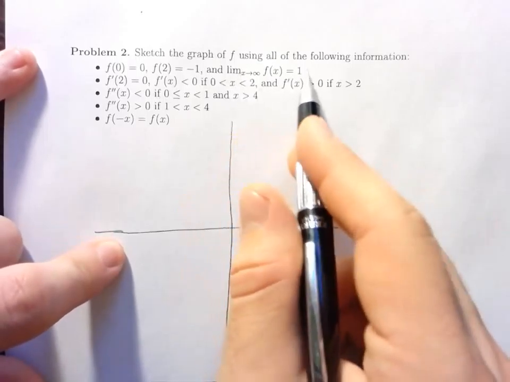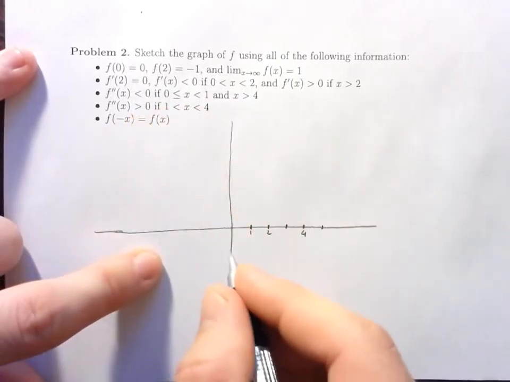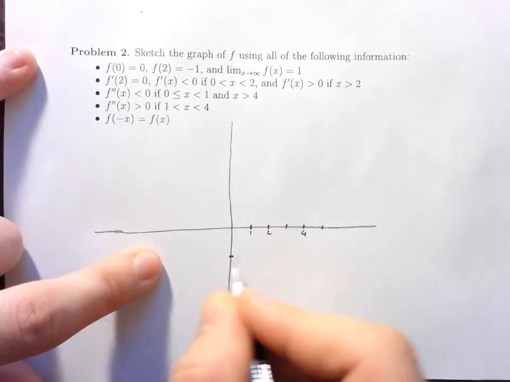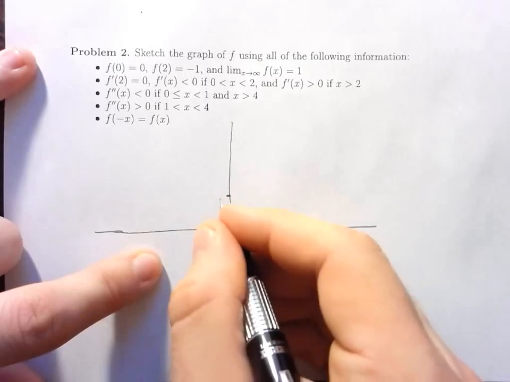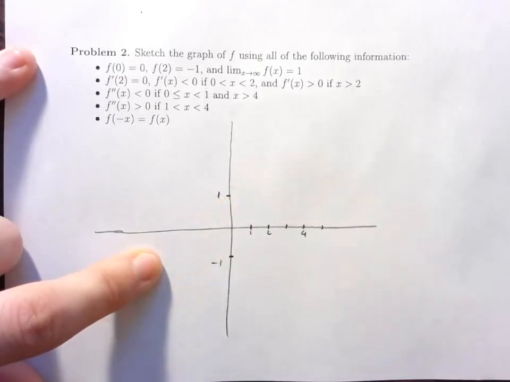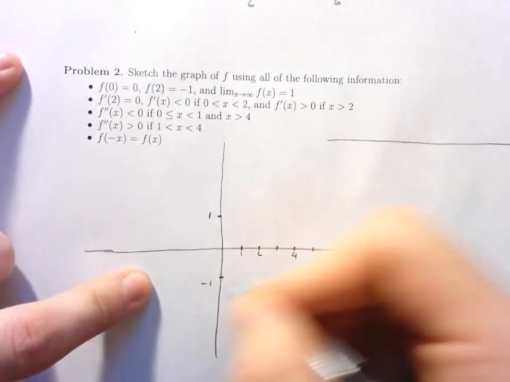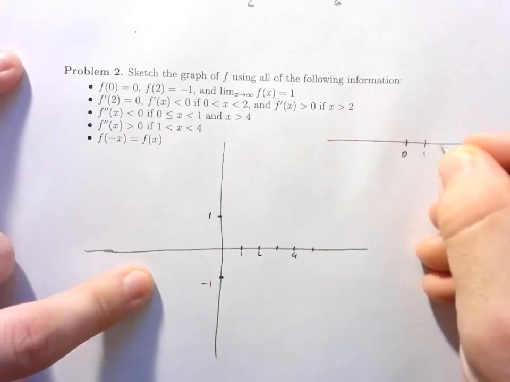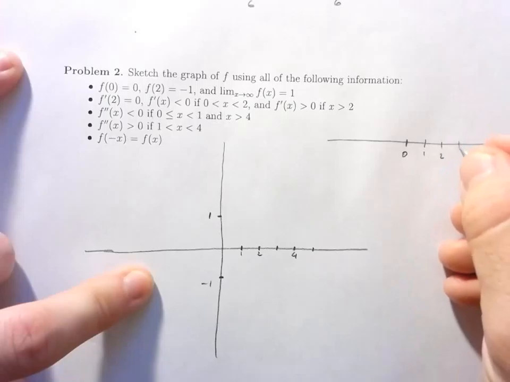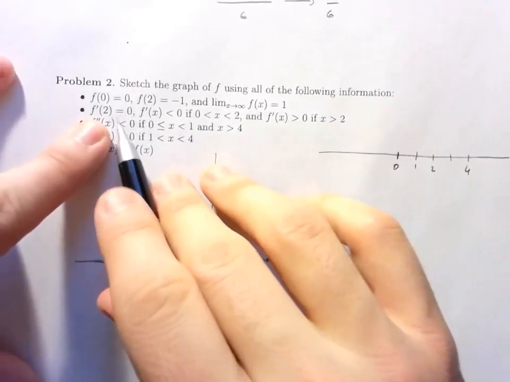I also have some y values here, f of 0 is 0, I have f of 2 is negative 1, and I will just make the y-axis scaled a little bit differently, just to make things a little bit easier to see. So let's see what we have here, right? Before I draw it on the final graph, I'm going to label all these things. So 0, 1, 2, 4.